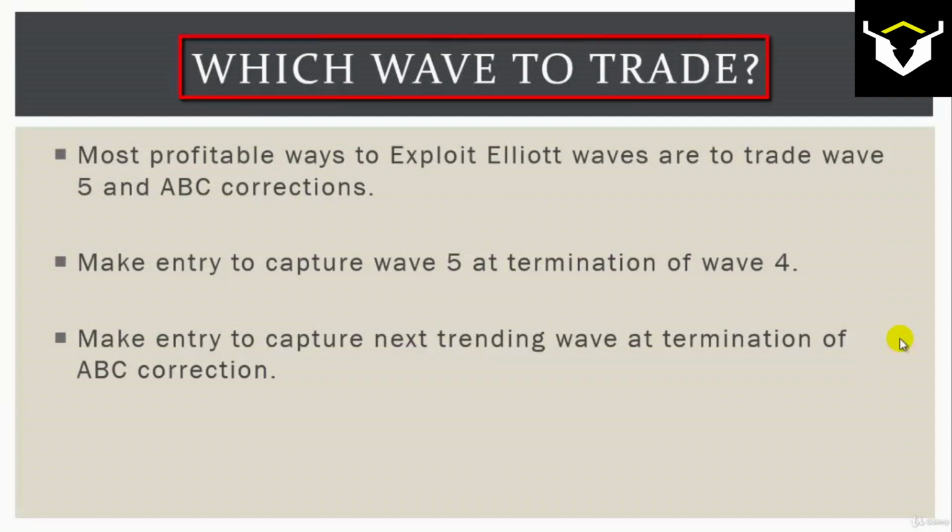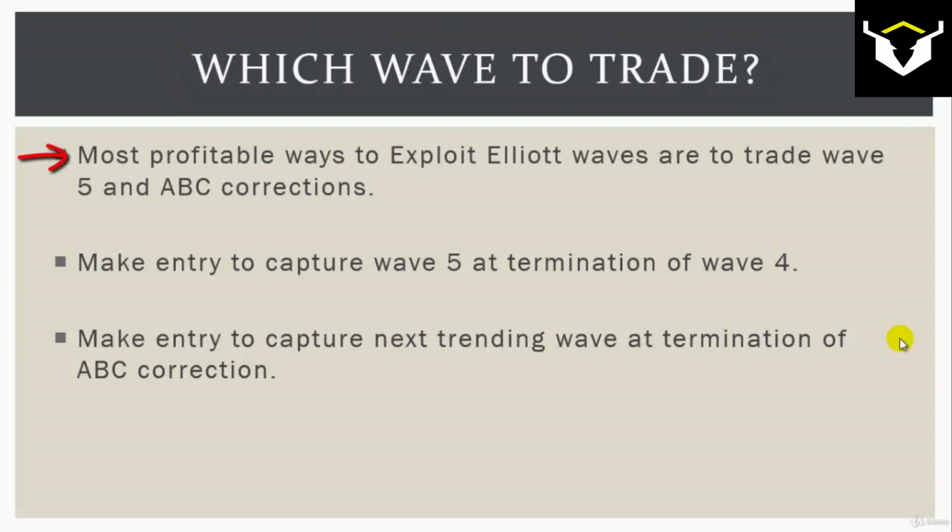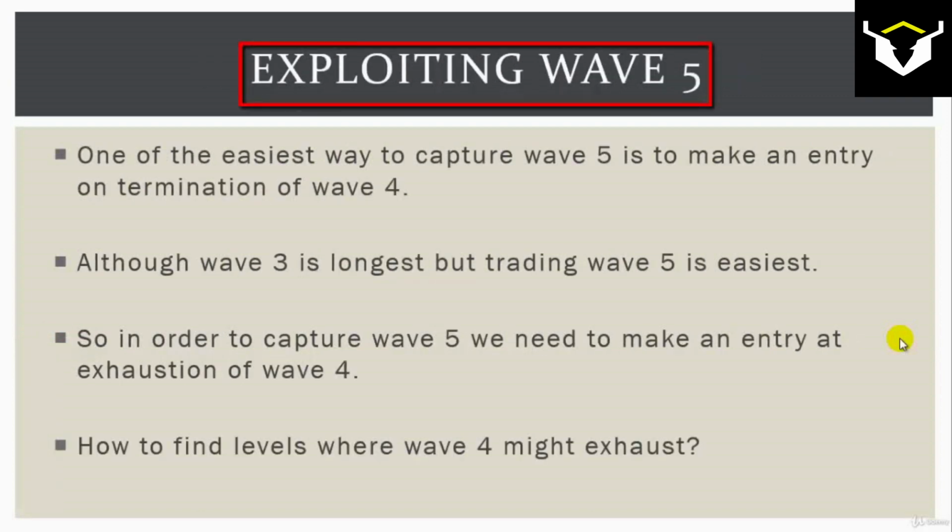Which wave to trade? The most profitable ways to exploit Elliott waves are to trade wave 5 and ABC corrections. Make entry to capture wave 5 at termination of wave 4. Make entry to capture the next trending wave at termination of the ABC correction. In order to capture wave 5, we need to know the termination point of wave 4. Similarly, in order to capture the next new trend, we need to know the point of termination of wave C.